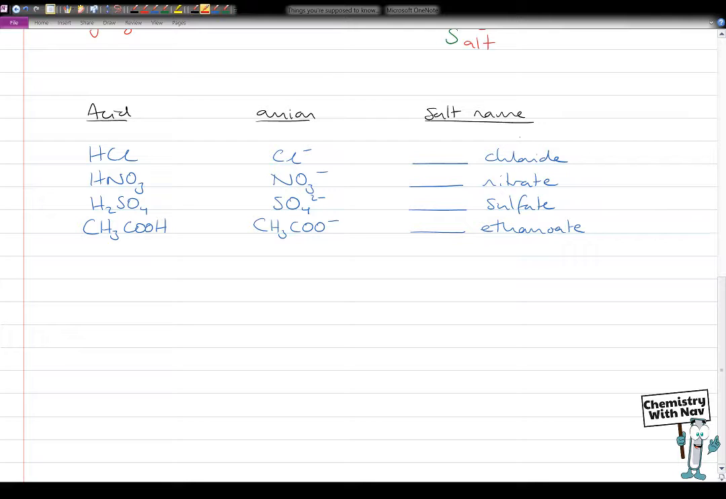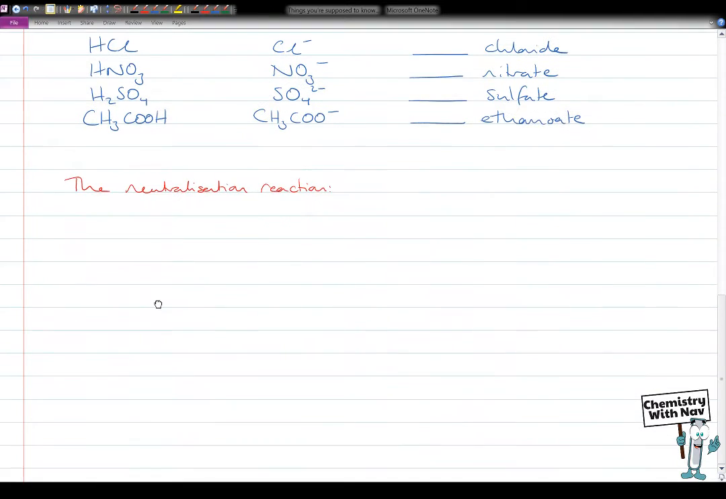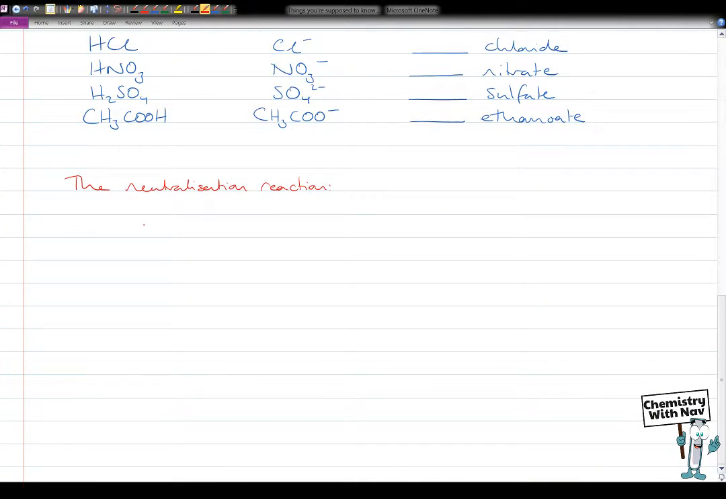And lastly on this topic, just to look at the neutralization reaction. If we take an example of a full equation for a neutralization, we might take HCl, hydrochloric acid, and react it with sodium hydroxide, which would give sodium chloride and water. These are aqueous except for the water, which is liquid.